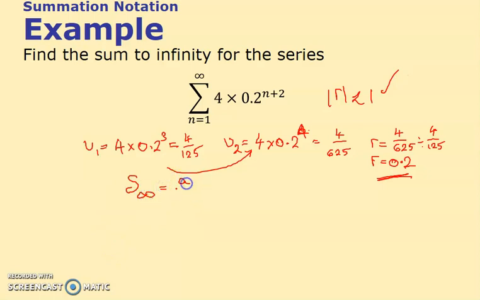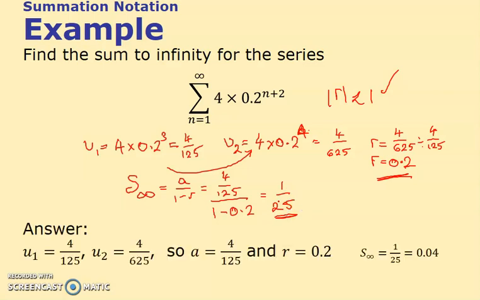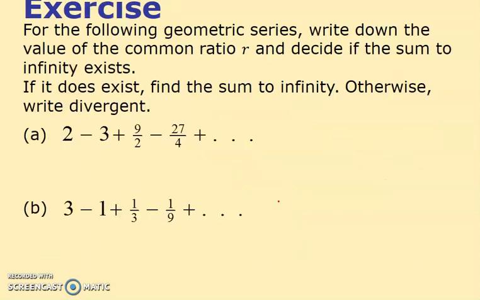Sum to infinity is a over 1 minus r. What's a? It's this 4 over 125, and I'm dividing by 1 minus the 0.2. So 4 divided by 125, and I've got to divide that answer by 1 minus 0.2, and I get a 25th. Sum to infinity is a 25th. See if I agreed with that before. Yeah, a 25th, 0.04. So that's worked out quite nicely.